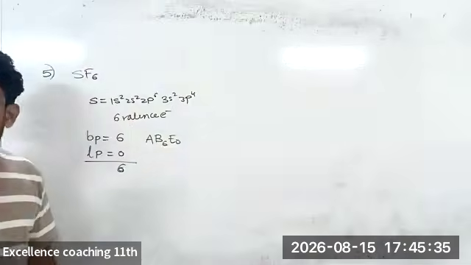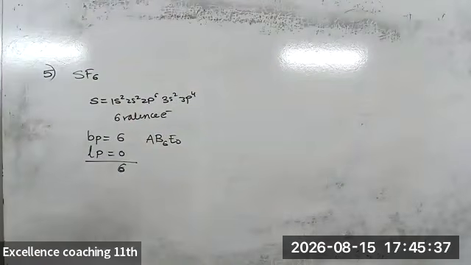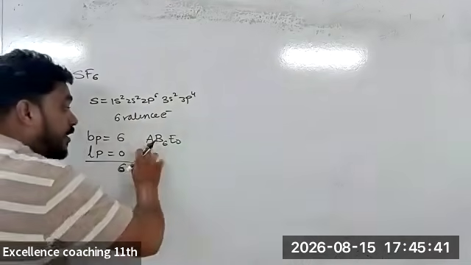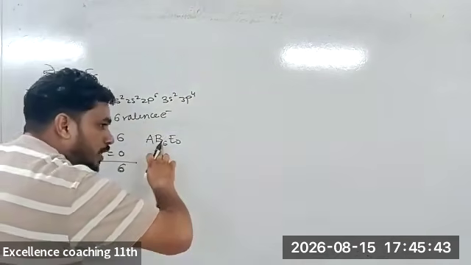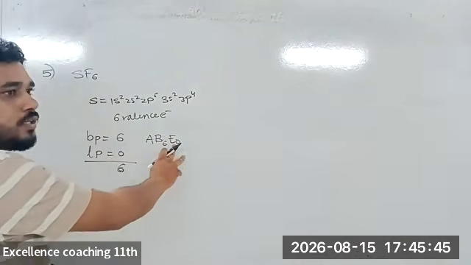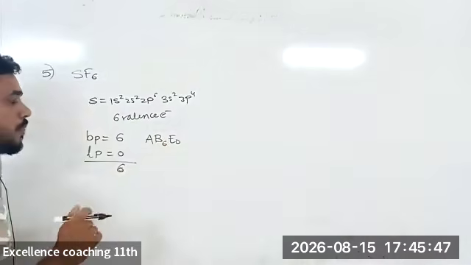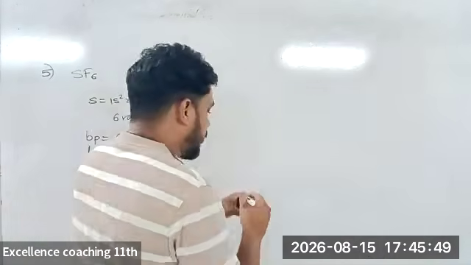AB6. Lone pair is 0. But you should know what you are writing. This is the central atom. These are corner atoms. And this is lone pair. See, this part you know. Now the geometry, how does it look like?